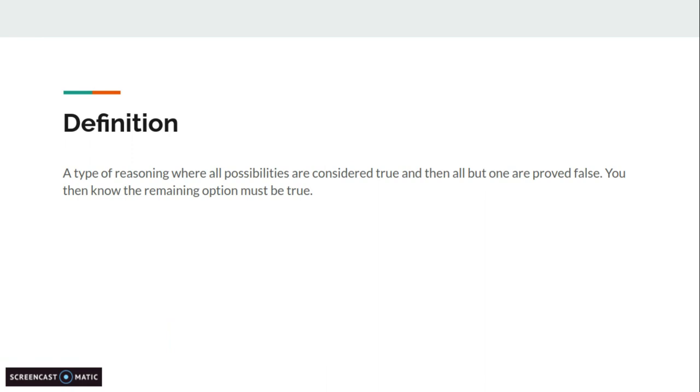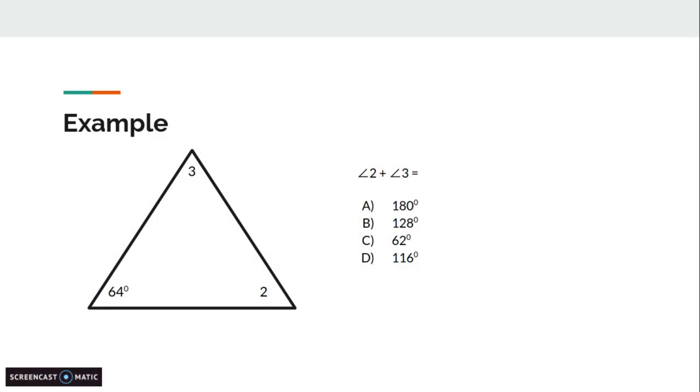Definition. It's talking about the definition of indirect reasoning. This is a type of reasoning where all possibilities are considered true, even if you don't think they are, and then all but one are proved false. You then know that the remaining option must be true. This is different than direct reasoning, where you're just like, oh, I can tell because of this. Here, you first have to consider them all true and then be able to tell at the end that it's true. There are different steps you go through doing that, but here's an example to start out with.